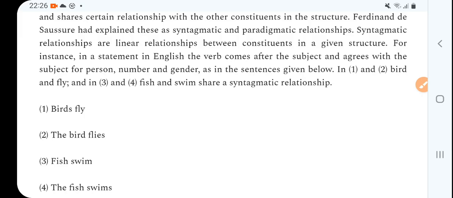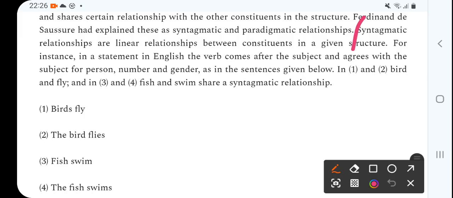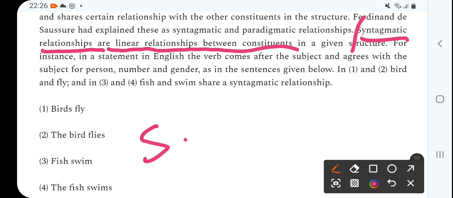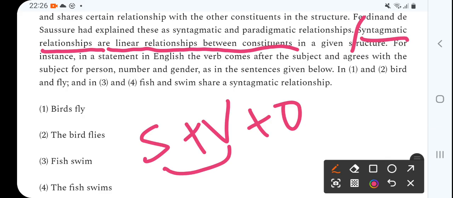Syntagmatic relationship, we have to understand what a syntagmatic relationship is. Syntagmatic relationships are linear relationships between constituents in a given structure. For example, in a statement in English, the verb comes after the subject, this is the arrangement. The verb comes after the subject and agrees with the subject for person, number and gender.